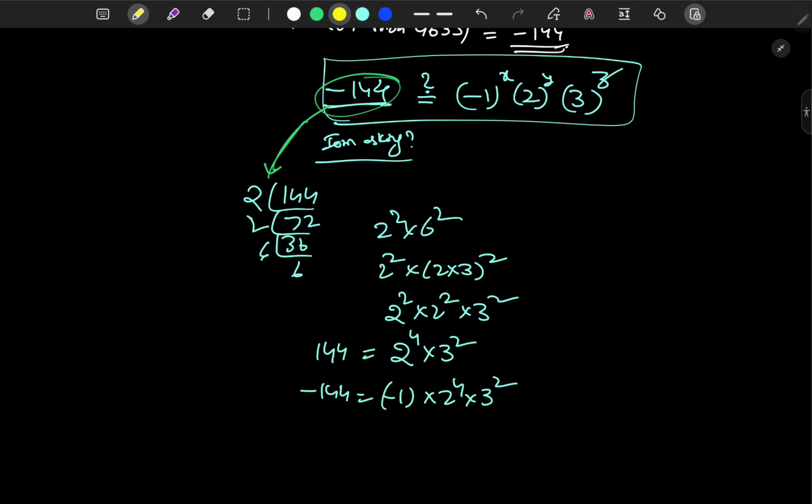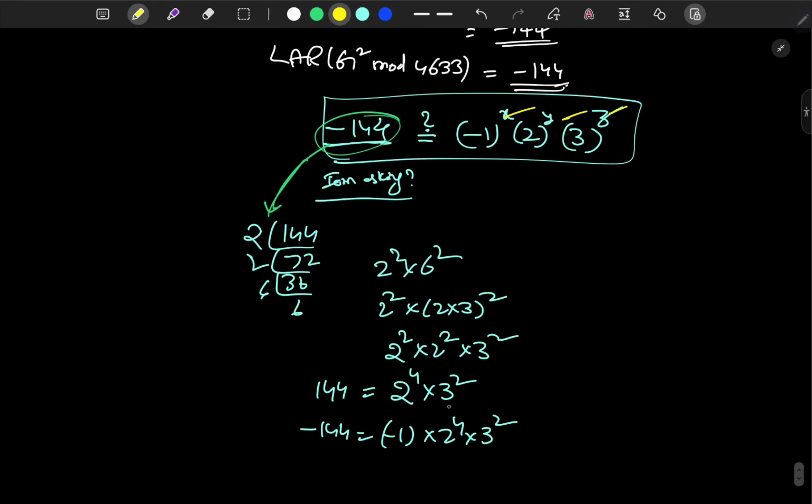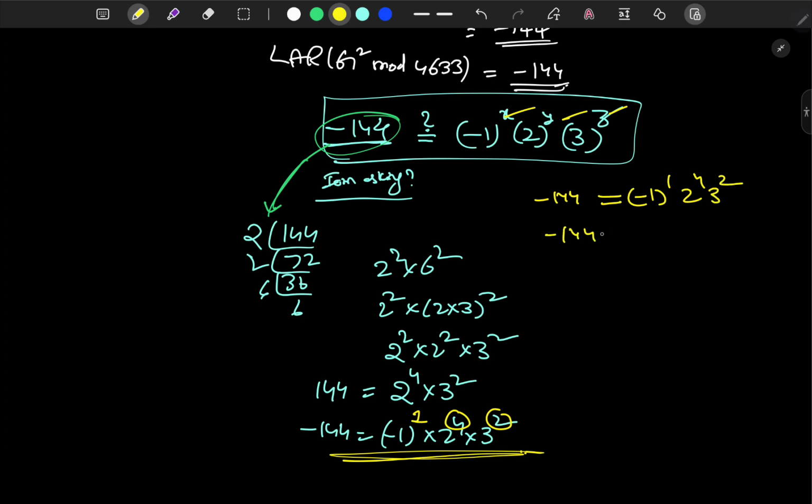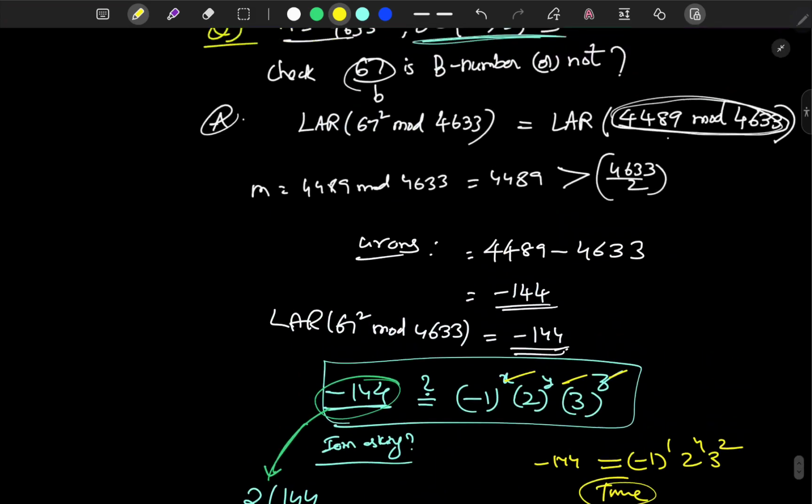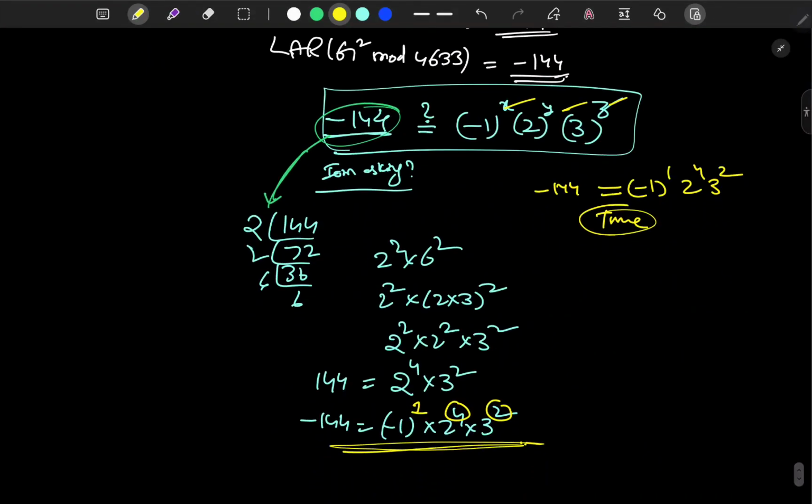So can I find these values x, y, z? Yes: x is 1, y is 4, z is 2. If I am able to find it, then I can say that minus 144 is exactly equal to minus 1 to the power 1, 2 power 4, 3 square. This is true. So I can say that 67 is a B-number.